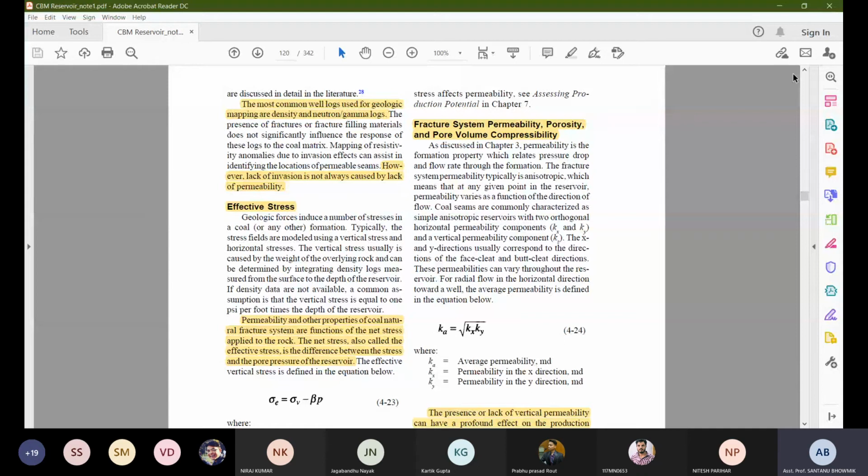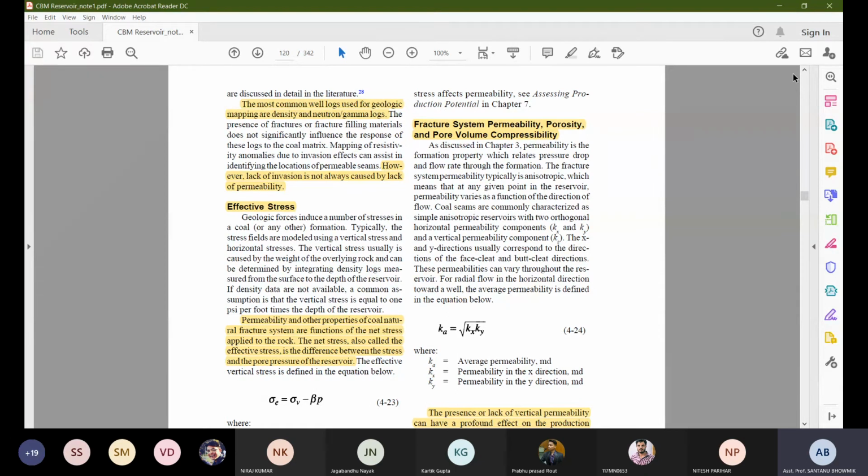So whatever solid coal parts exist, separated by the discontinuity or by the fracture systems, they can be extended or contracted based on the tensile or compressional forces. Okay, so that's why the compressibility is coming in here. This compressibility is for the coal.